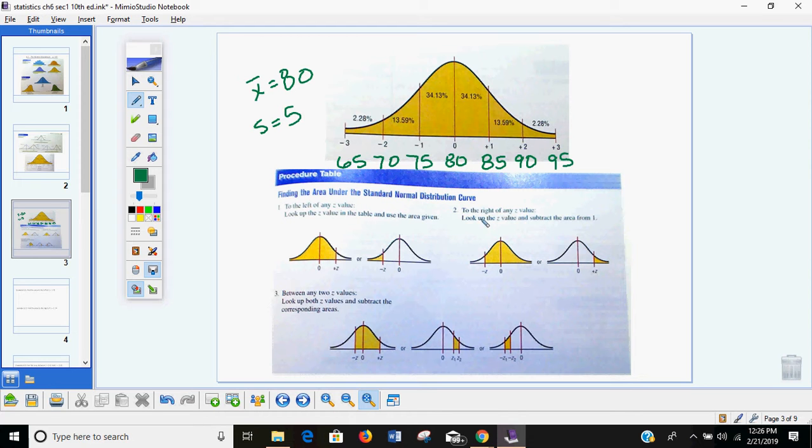Now there are basically 3 rules that you need to follow to figure these out based on our tables, okay? First of all, if they ask you for the area to the left of a z-score, all you have to do is look it up. If they ask you for the area to the right, you're going to have to look it up and do 1 minus that number. Okay, let me explain what I mean by that.